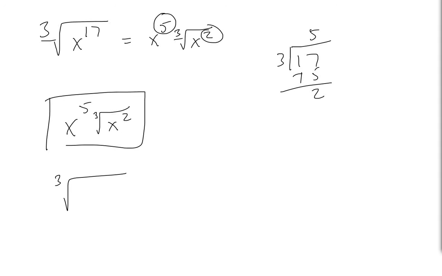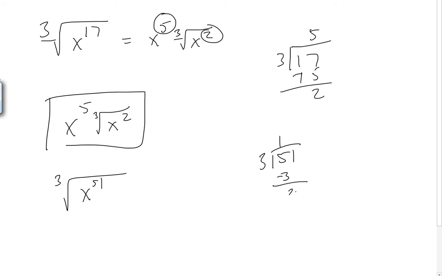Like say I had the cube root of x to the 51st power. Well, in this case, 3 goes into 51 17 times, it goes in perfectly. So if there's no remainder, that means that everything came out. The cube root of x to the 51 is just x to the 17th. There's no remainder, no cube root left on the inside.